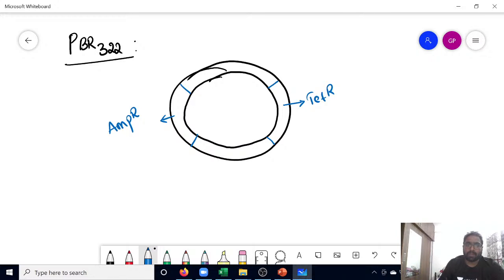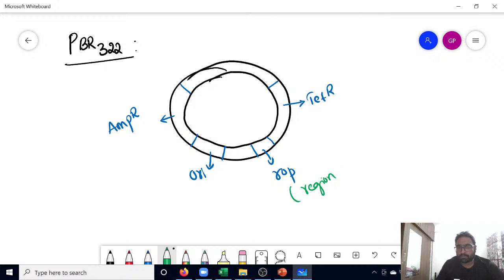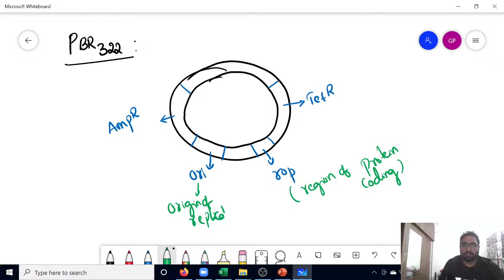And now you will have ori and you have rop. As you all know, what is rop, students? rop is the region of protein coding, whereas ori means the origin of replication. Now you may get what ampR and tetR are: these are antibiotic resistance genes.